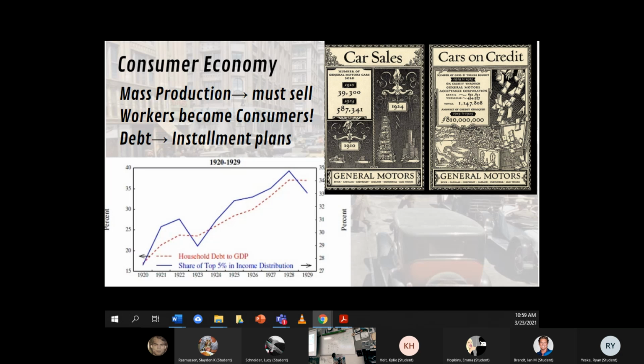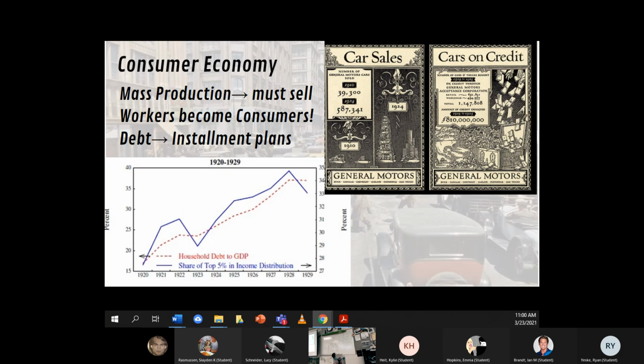And workers have to become consumers. But as I told you before, wages weren't keeping up. So how do people buy stuff if they don't have money? Cars on credit. In fact, the big corporations make so much money selling things on credit. So much money. They want you to take a loan out because they charge interest.